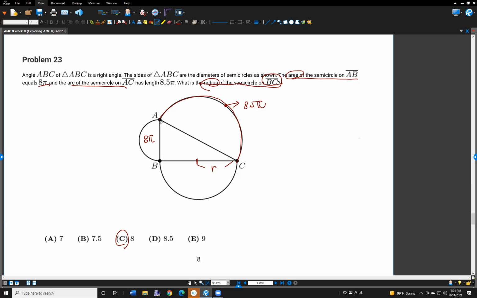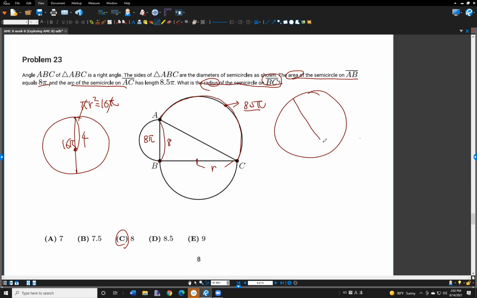This is the area, 8 pi. The entire circle is 16 pi, isn't it? This is pi r squared, right? Pi r squared is 16 pi. Pi out, r squared is 16. r is 4. You know, this side is 4. The length is now 8. The arc is 8.5 pi. The entire circle is times 2, 17 pi, right? What is this one? Pi times diameter is 17 pi, isn't it? So the diameter is 17. This is number 17.